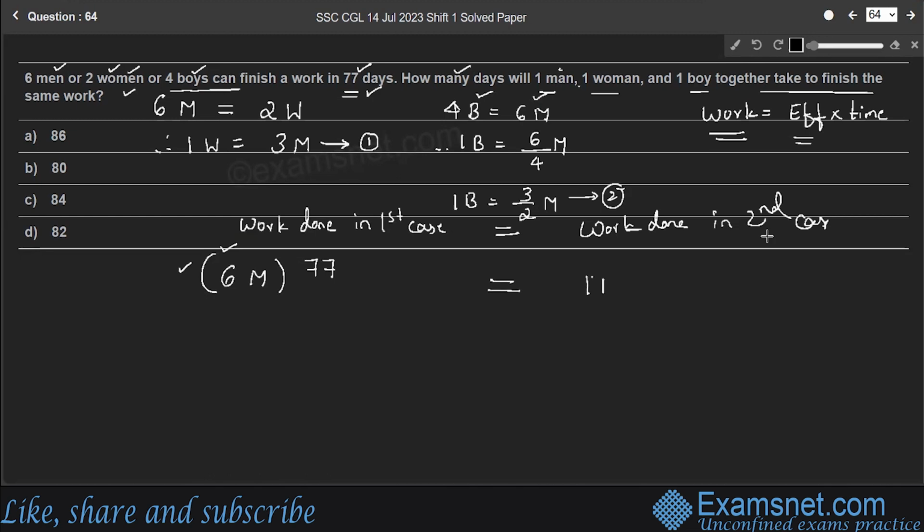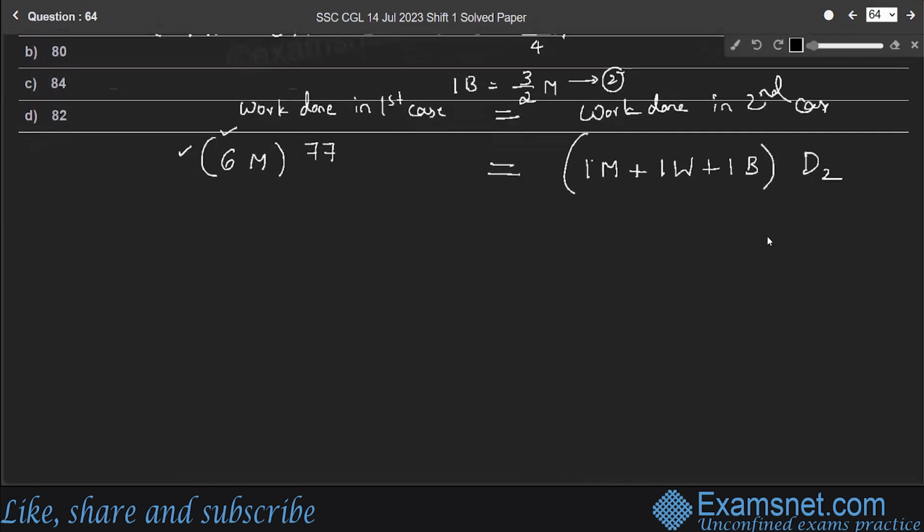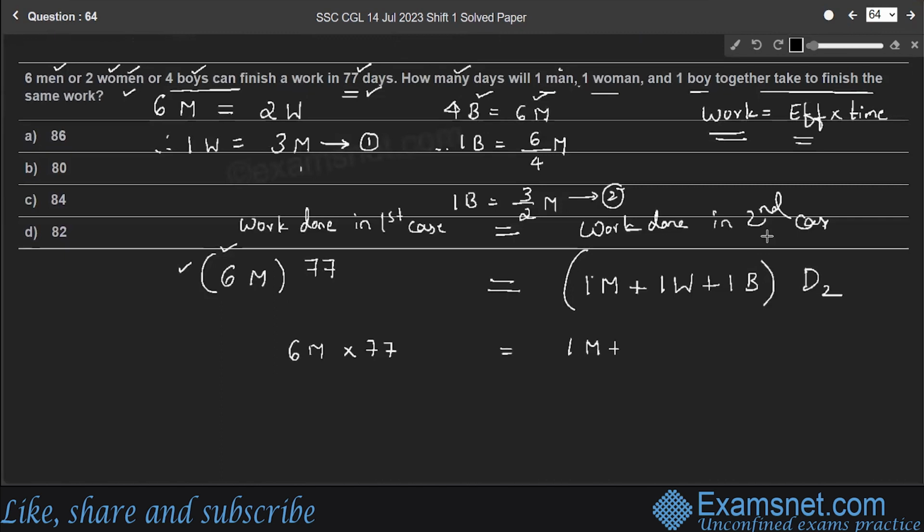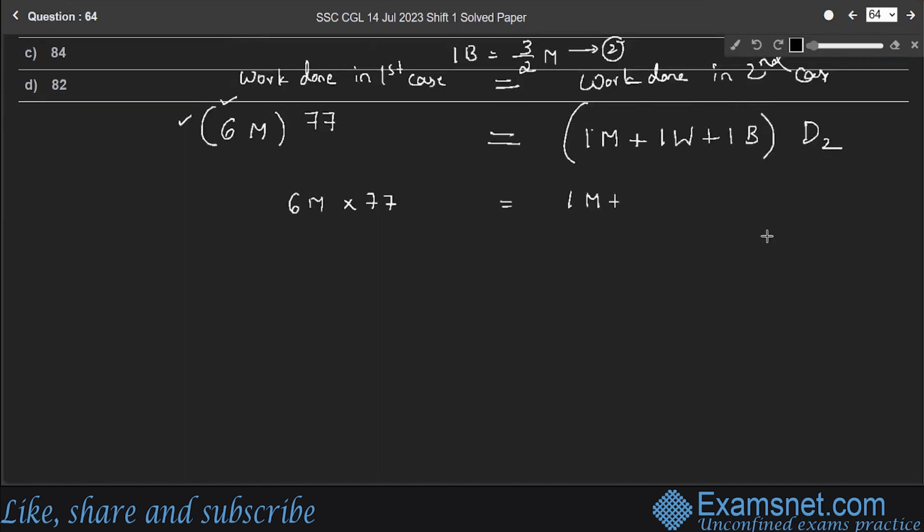So 1 man plus 1 woman plus 1 boy, right, will complete the same amount of work in how many days? The question is how many days? So let D2 be the number of days taken by 1 man, 1 woman and 1 boy, right? So we can equate work done because they are going to do the same amount of work. So here 6 men, 6m into 77 is equal to 1 man plus 1 woman is equivalent to 3 number of men, right? So we'll consider it as 3m plus 1 boy.